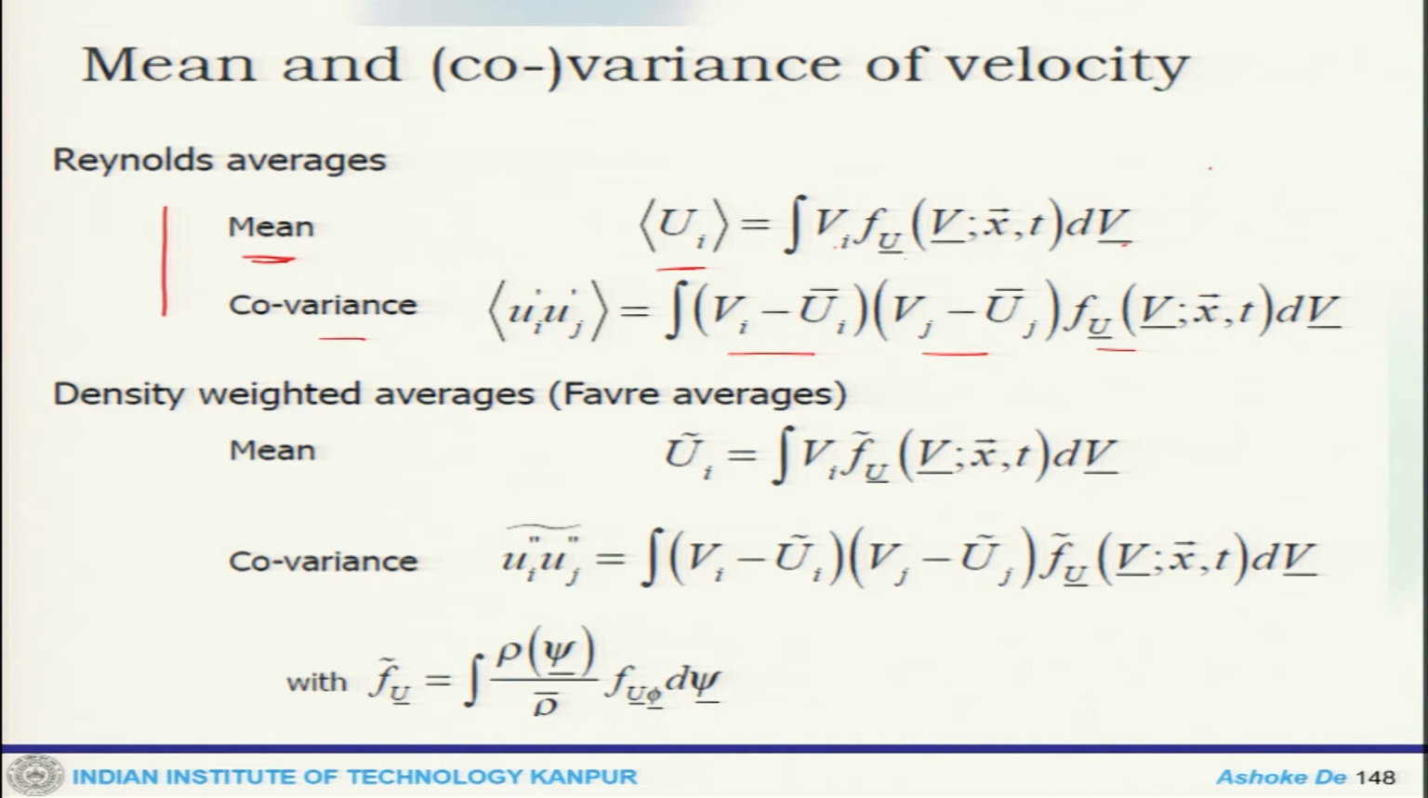Now, once you do Favre averaging, this is the Favre average mean. Then we will take the Favre average PDF function. Similarly, for covariance, we take the Favre average PDF function, where the Favre average PDF function is defined as rho psi by rho times f u psi d psi. So, this is how you get to this.